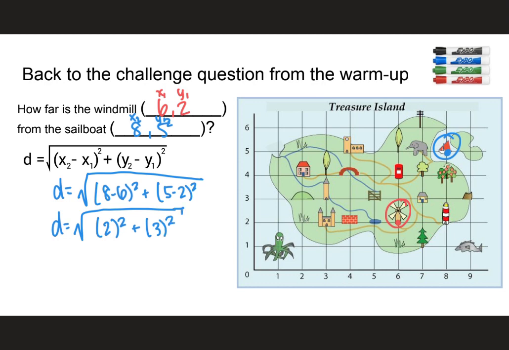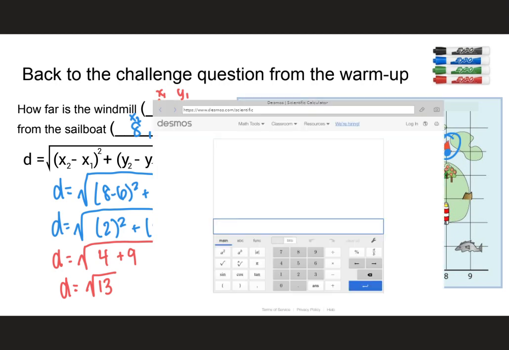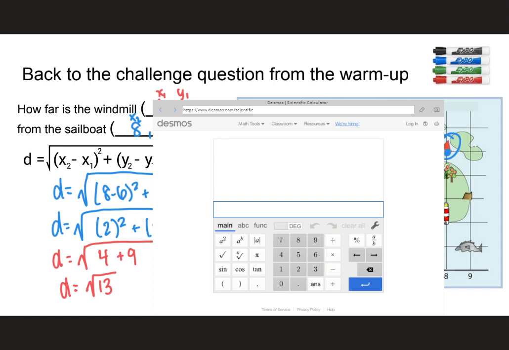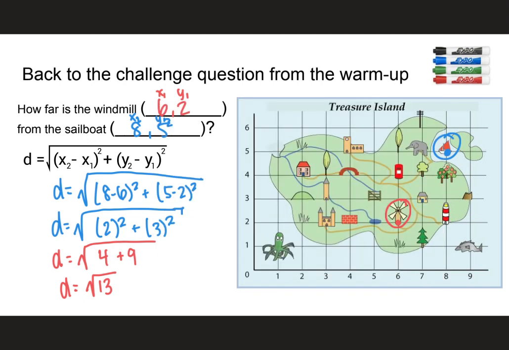And then we're going to do the exponents. So 2 squared is 4, 3 squared is 9, and then we're going to add those. 9 plus 4 is 13. So the distance is going to be the square root of 13. All right, so we're going to put that in our calculator. The square root of 13 is approximately 3.61 when rounded. So the distance between the windmill and the sailboat is 3.61 units.